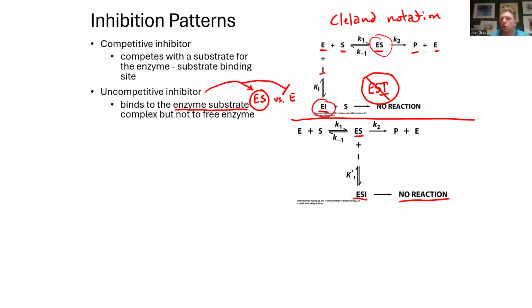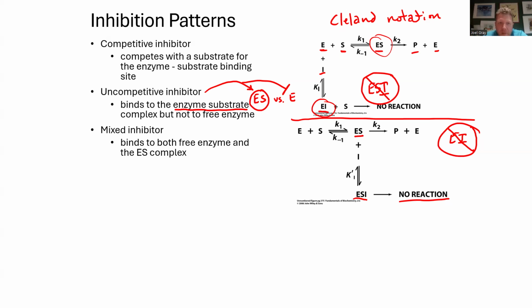Now, what I always like to do whenever I'm looking at my different types of inhibition is take stock of what can form and what cannot form. With the uncompetitive inhibitor, EI will not form. We will not get the enzyme inhibitor complex to form in the presence of an uncompetitive inhibitor.